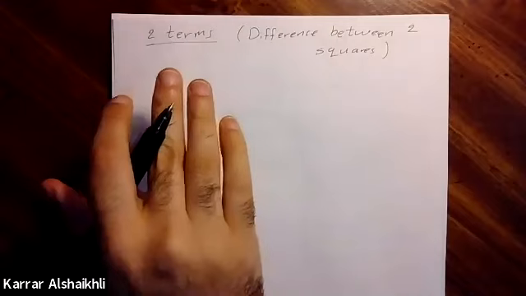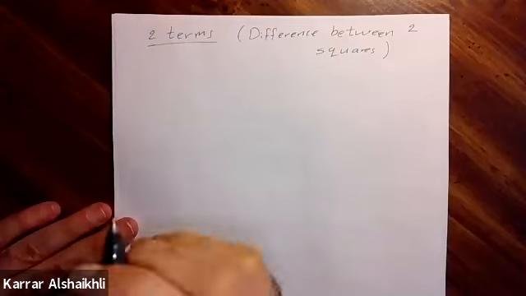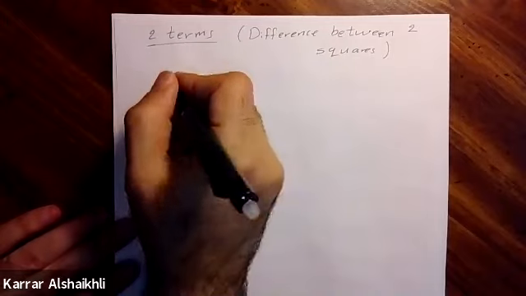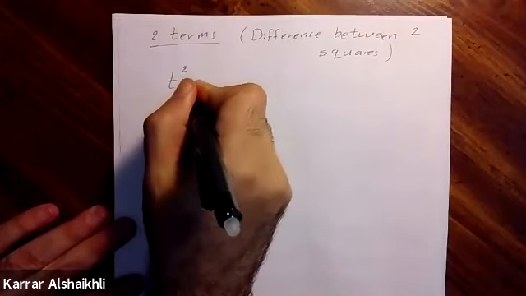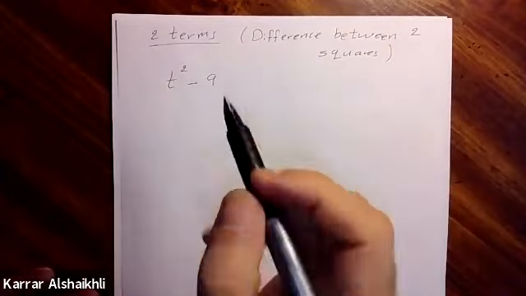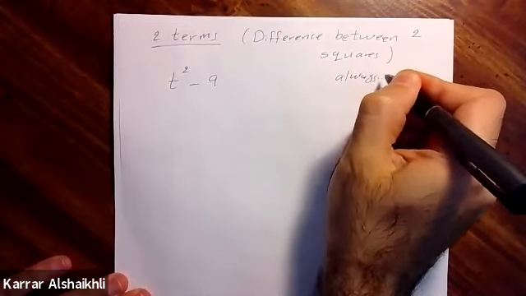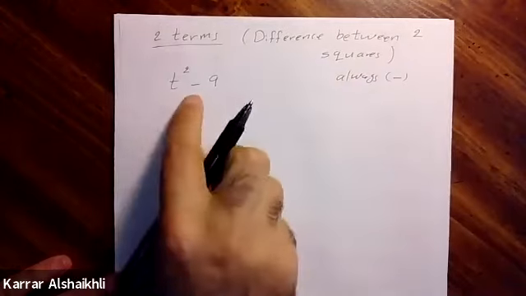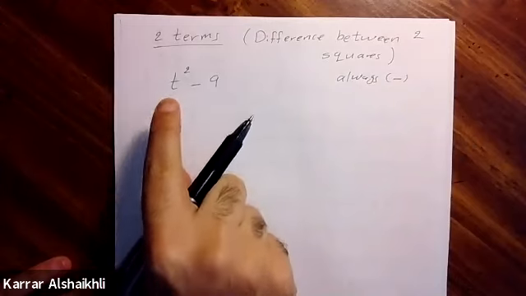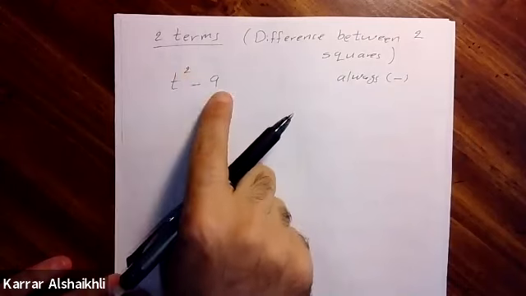So always when you have two terms, you're going to use this method, difference between two squares. Let's do this example and we will know the meaning of difference between two squares. If we have t squared minus 9, you see it's a difference, that means minus. So always minus between the two squares. If it's a plus, you can't use this method.